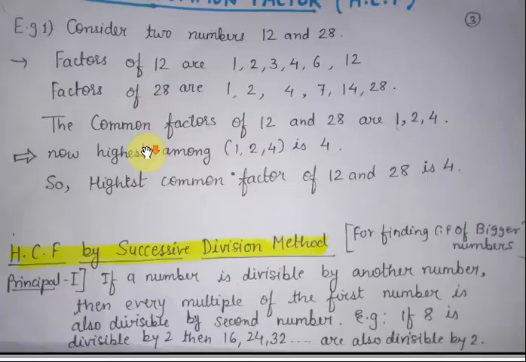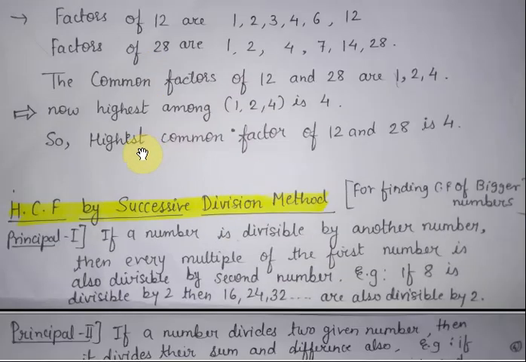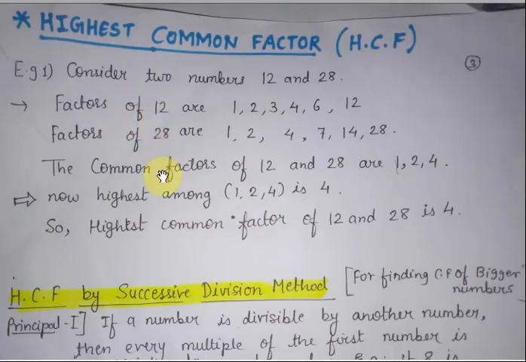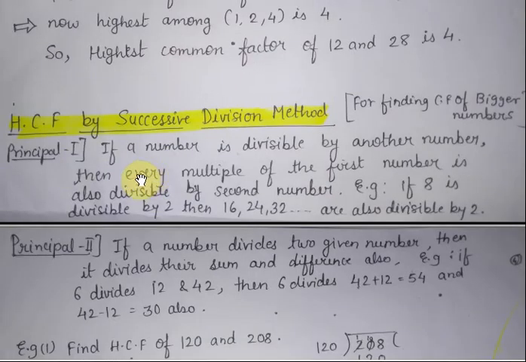But to find the factors of a bigger number, suppose we are given 1000, 500, 600, 700, then finding factors of that number will be a more difficult task. So for that purpose we use the successive division method to find HCF. This method is mainly for finding the HCF of bigger numbers.